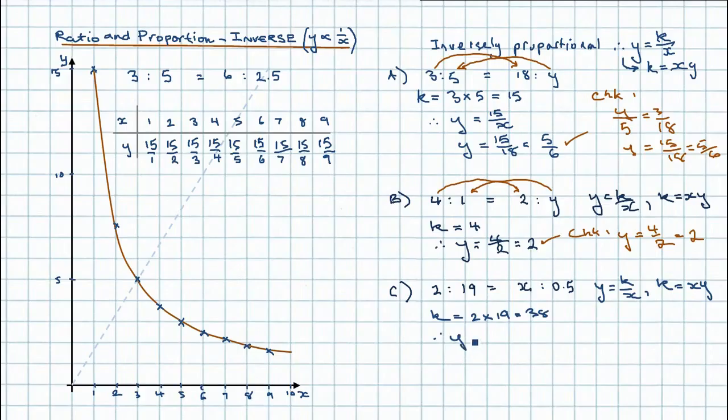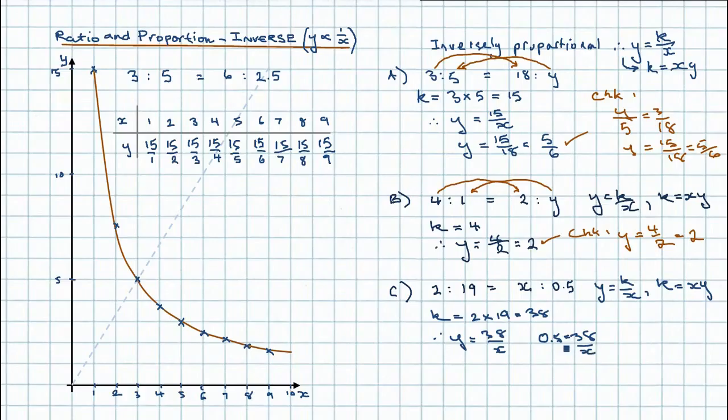Therefore, y equals what? Well, going back to this formula here, y equals k, which is 38, divided by x, which is, at the moment, just x. We don't know what that is. But we can now substitute in 0.5. So we now get, let's do it over here, 0.5 equals 38 over x.